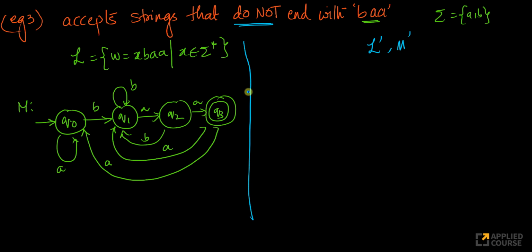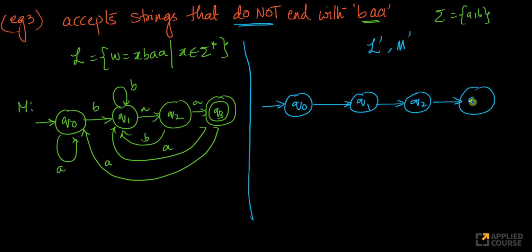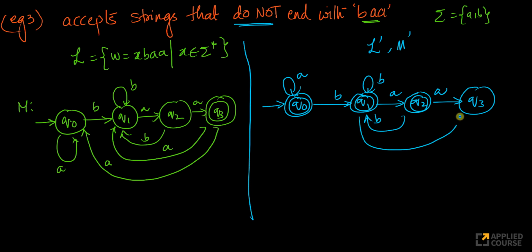Very simple. Just draw the same thing. Let me just draw it quickly. Q0, Q1, Q2, Q3. This is actually very, very simple. This is a final state, so this becomes a non-final state. These three are non-final states, so they become final states, right? The transitions don't change. B, A, A. And then B here. Sorry, this should be B, not A. My bad. This should be B and this should be A. That's it.